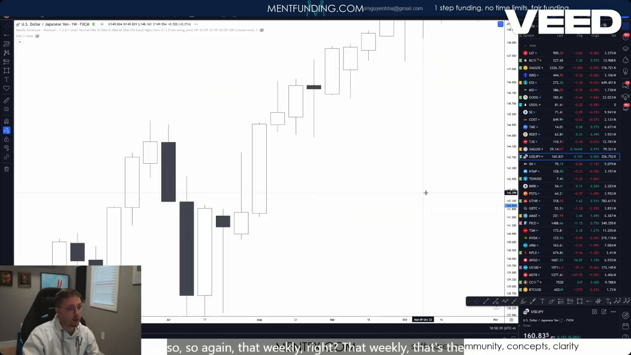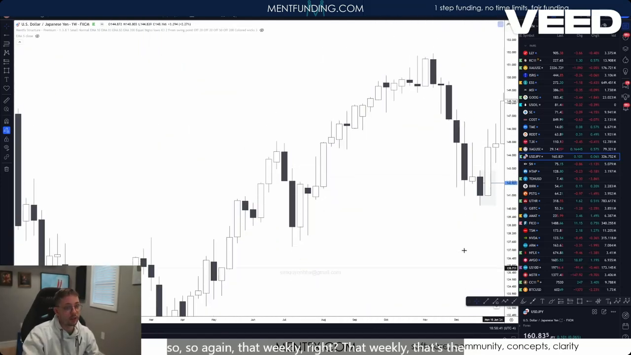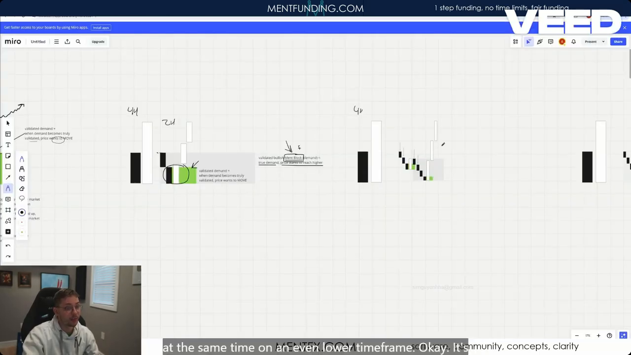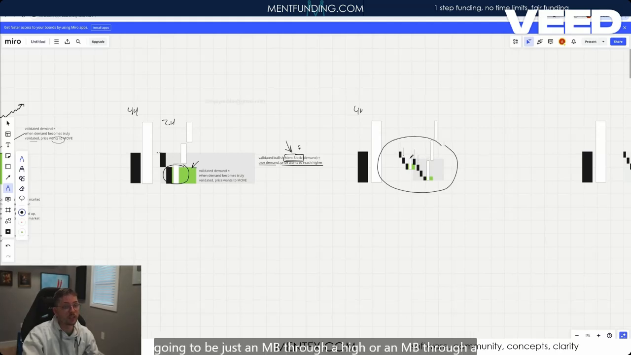So again, that weekly, that's the zone. Notice if we buy stopped inside, right? We're buy stopping something here. That's an MB of a lower time frame. So we know on a 3-day, that's a demand zone, okay? But at the same time, on an even lower time frame, it's going to be just an MB through a high, or an MB through a high.